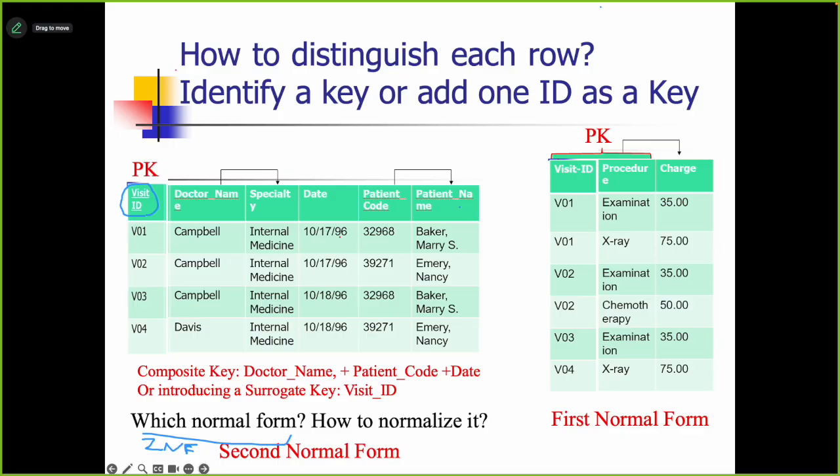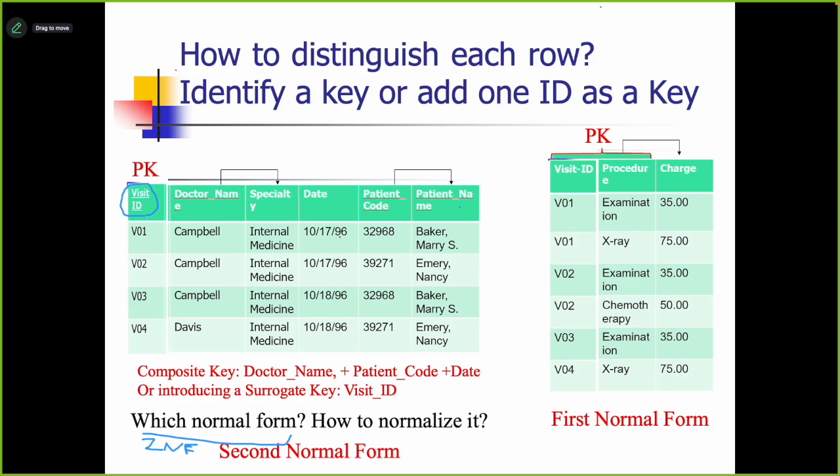So is this clear? Okay, great. And the table on the right, is this in first normal form? Yes, it is in first normal form because values are atomic. You do not have multiple values in one cell.